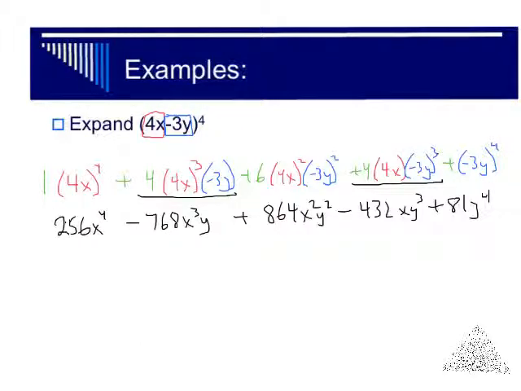After multiplying that all out, this first term, the x to the fourth term, has a coefficient of 256. That's just 4 to the fourth power. Then minus 768 x cubed y. That's what we get from 4 times 4 times 4 times 4 times negative 3. 6 times 4 times 4 times negative 3 times negative 3 is 864 x squared y squared, and ending with minus 432 x y to the third power plus 81 y to the fourth power.